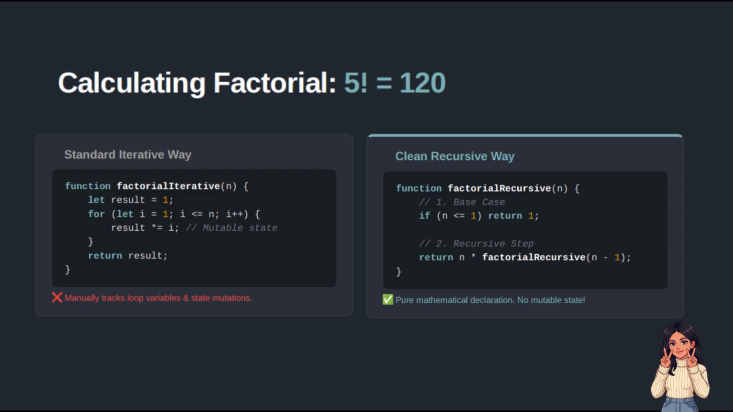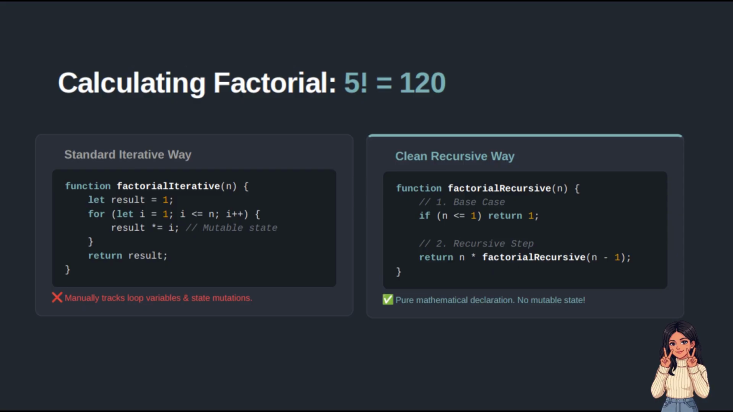Now, let us look at the recursive way. Instead of building up from 1 to n, you ask a different question. What is n actually made of? Well, 5 factorial is really just 5 times 4 factorial, and 4 factorial is just 4 times 3 factorial. In other words, the factorial of a number is just that number times the factorial of the number right below it. Here's how that looks in code.